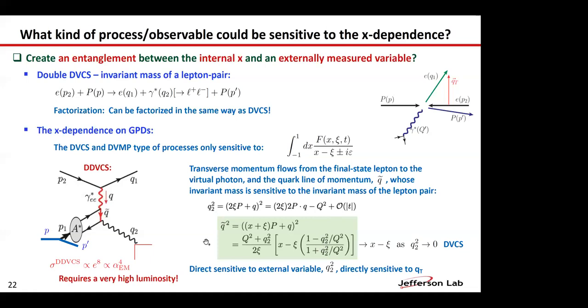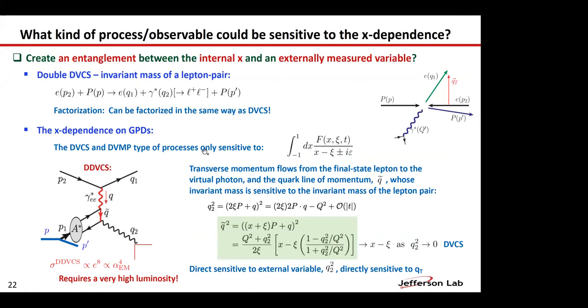But if Q2 is an external variable, then you can change to a different weight on this X dependence. You become more sensitive to the X dependence. So double DVCS has the potential to be sensitive to the X dependence of the GPD. But at the same time, you realize double DVCS is proportional to the 4th power of alpha EM, so it requires a very, very high luminosity to do that.